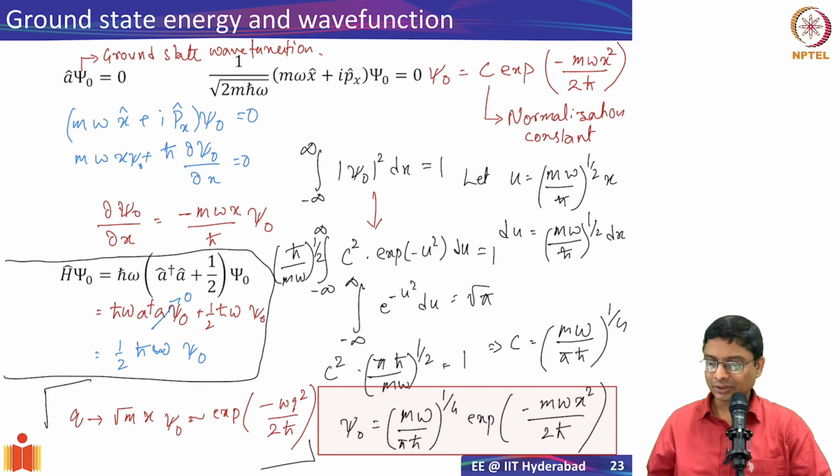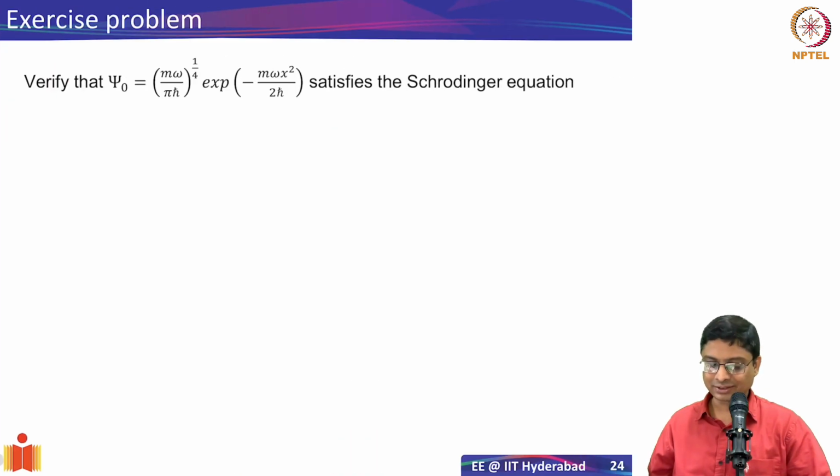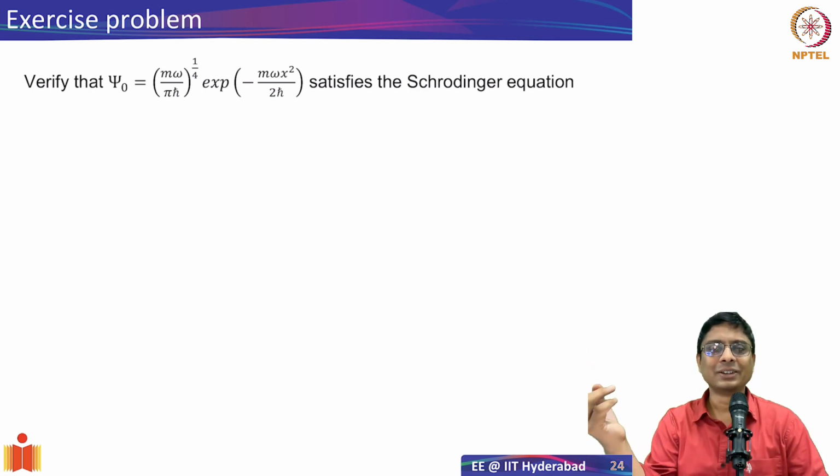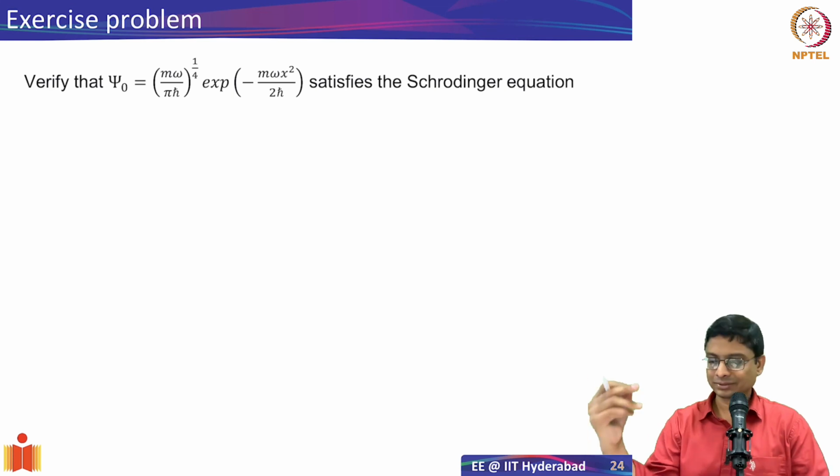Before I close, I just have a last small exercise problem. This is a bit tedious, but if you think, you can actually verify. Just to go through the motions, you should try this once. The problem is to verify that this ground state wave function satisfies the Schrodinger equation. How will you verify that? Just to show you the equivalence and how messy the integrals can get, let's work through it.